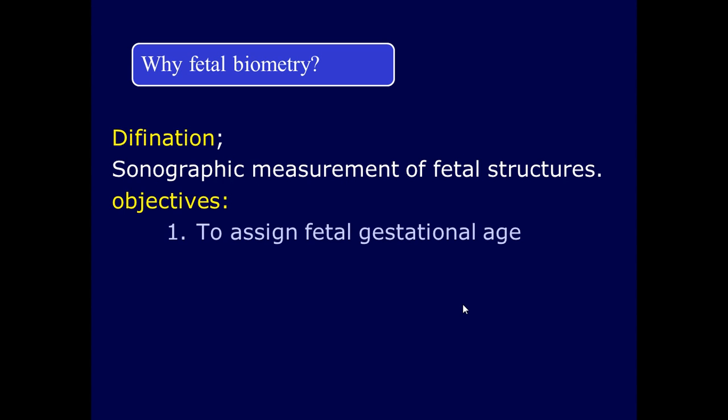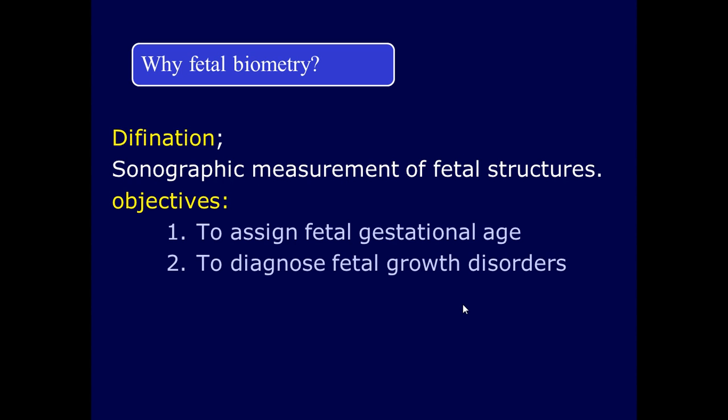Number one, to assign fetal gestational age, which is important to the obstetrician because it affects the clinical management, like scheduling of invasive procedures such as chorionic villus sampling and genetic amniocentesis. Also, knowing gestational age allows the obstetrician to anticipate normal spontaneous delivery or to plan elective delivery within the time frame of a term pregnancy.